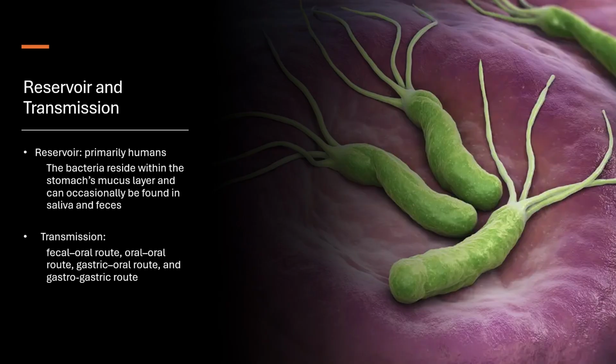Humans are the primary reservoir for H. pylori. The bacteria lives in the stomach's mucosa layer and can sometimes be found in saliva and feces. Transmission most commonly occurs through the fecal-oral route or the oral-oral route. It can also spread through contaminated food, water, or shared utensils. Most people acquire the infection during childhood.